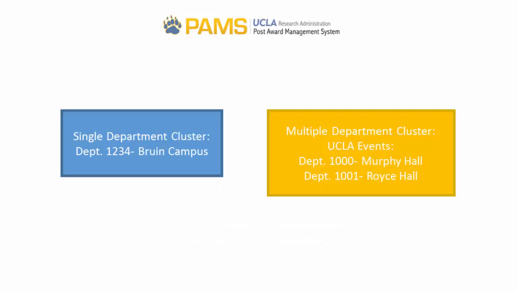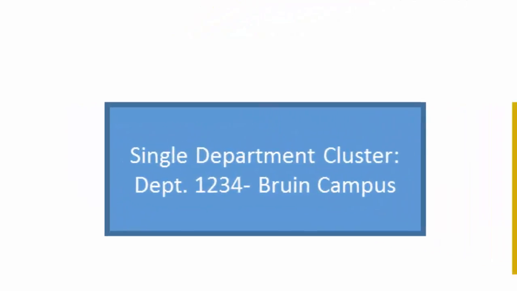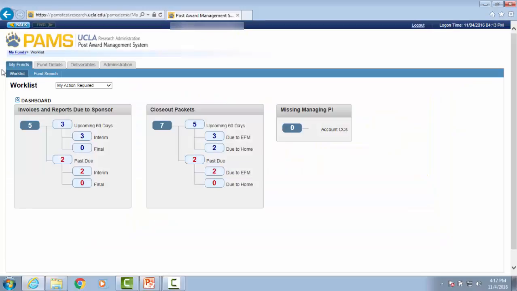First, you need to familiarize yourself with your department's cluster. A PAMS cluster represents the grouping of department codes that the primary department administrator is responsible for in the management of sponsored research awards. As shown in these examples, a cluster can consist of a single department code or multiple department codes.